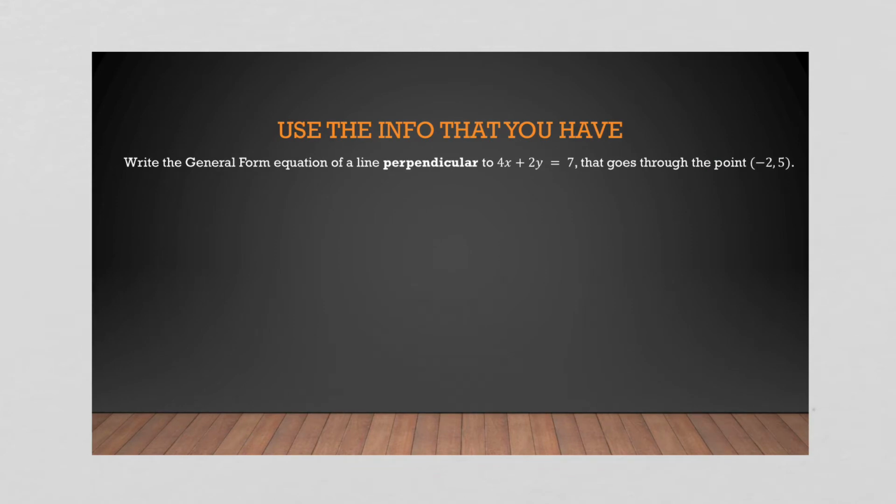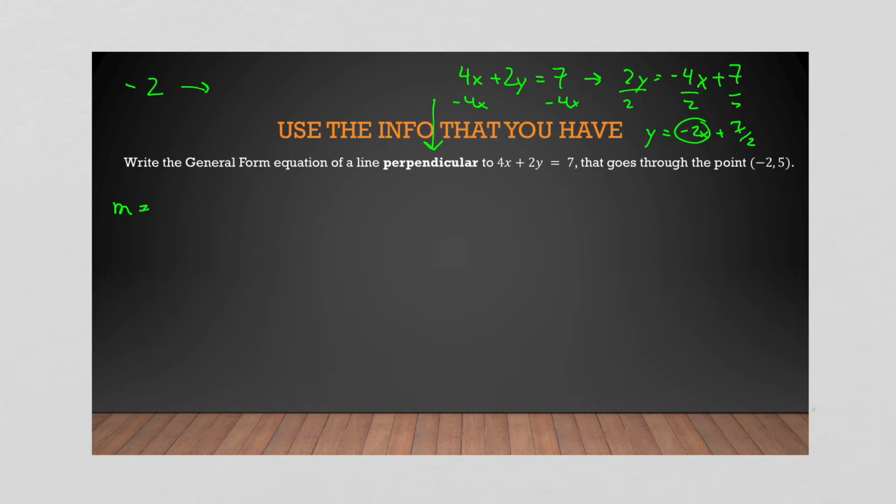So let's do another one. Now in this case, we have a line perpendicular. So remember, we're looking for the negative reciprocal of the slope of this line. So let's do the algebra here. Subtract 4x, subtract 4x. So now 2y equals negative 4x plus 7. And then divide by 2, divide by 2, divide by 2. So the slope of this line is negative 2. Don't even care about the y-intercept. This is all I care about. So the slope I'm going to use, since we're perpendicular, is the negative reciprocal of negative 2, which is positive 1 over 2. So my slope is going to be a half. The point I'm going to use is (negative 2, 5).